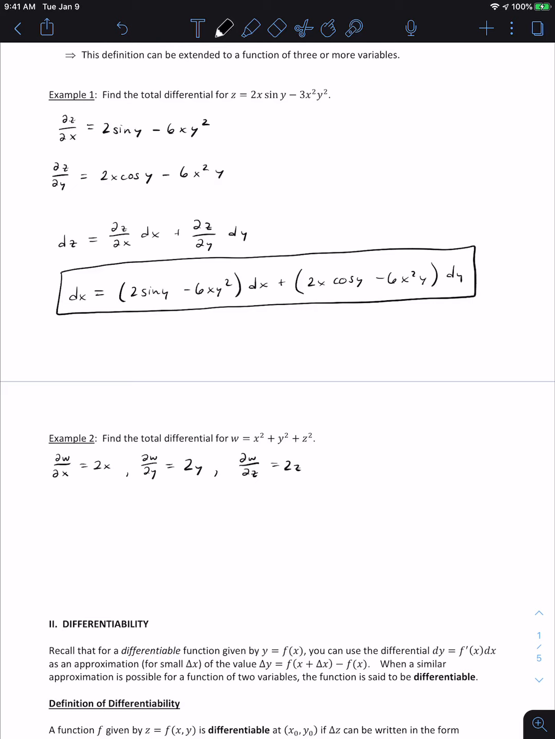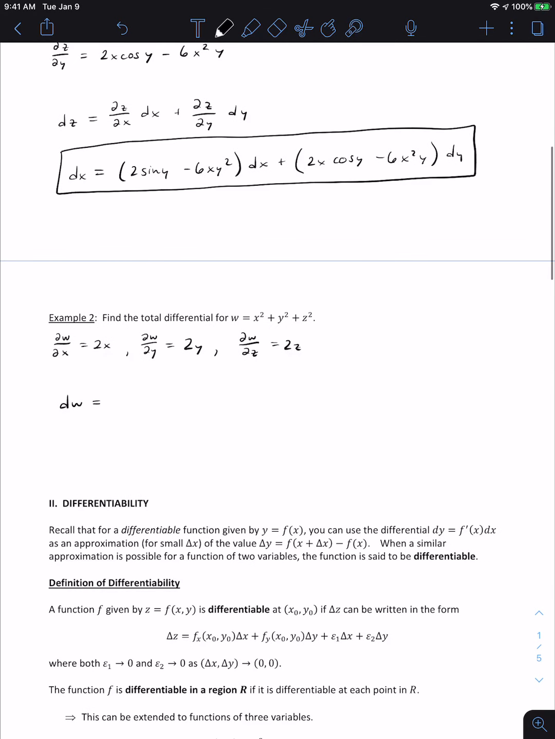So if I want to find dw, which is my differential in this case, because my function is called w, it would be the partial with respect to x dx plus the partial with respect to y dy plus the partial with respect to z dz. So in this case, I would get 2x dx plus 2y dy plus 2z dz, and that is my differential dw.